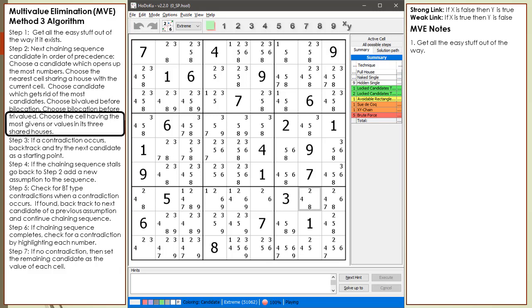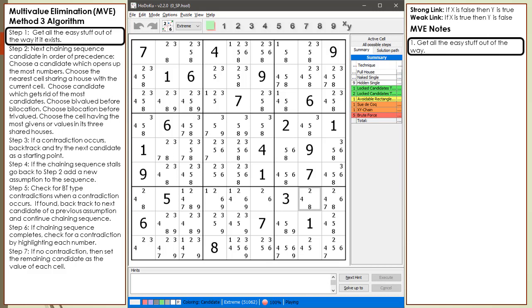This 5th consideration seems mostly relevant in picking out the very first cell. After a few assumptions, there always seems to be a number of bi-value cells which will take precedence over this 5th consideration. So let's begin solving this puzzle. For this puzzle, there is no easy stuff to get out of the way.